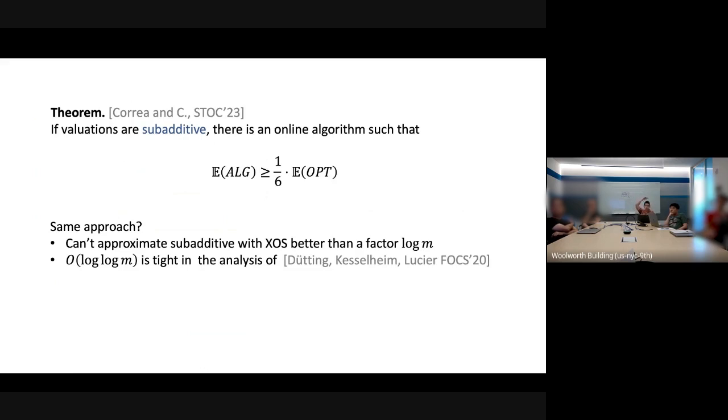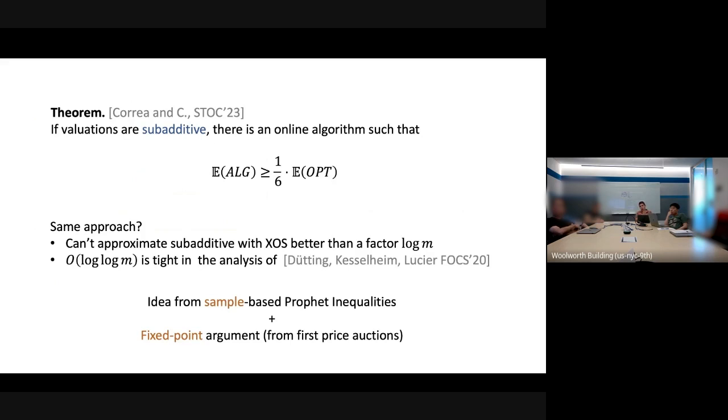And then for the log m result, in fact, the authors of that paper also show that their analysis is tight. So the same approach cannot be improved to a constant factor. So the techniques we use are very different.